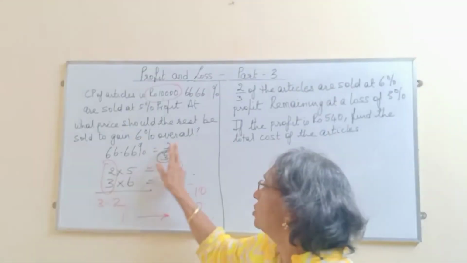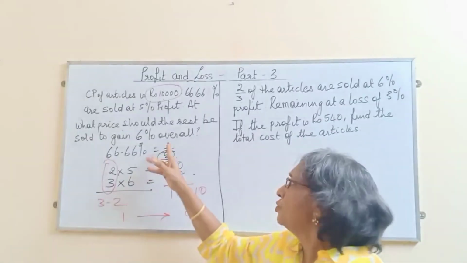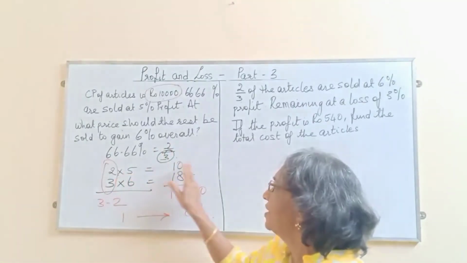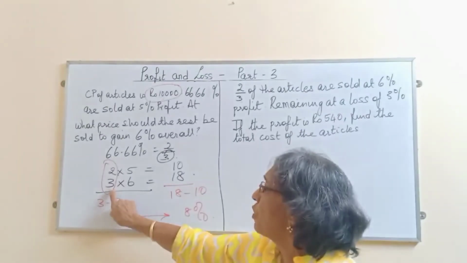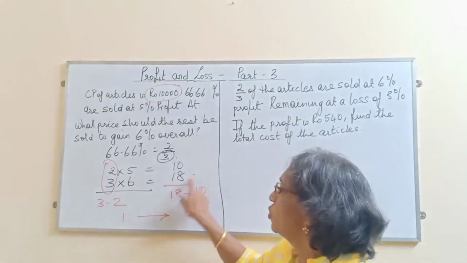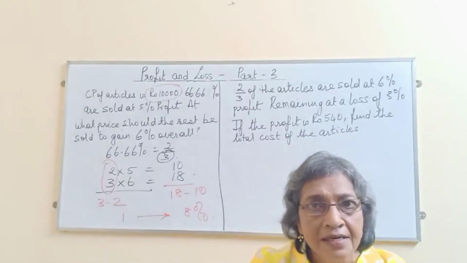66.6 is nothing but 2/3. So immediately you know 2 of the 3 articles are sold at 5% profit, and the remaining overall profit is 6. So 3 articles are sold at 18. So each is sold at this.